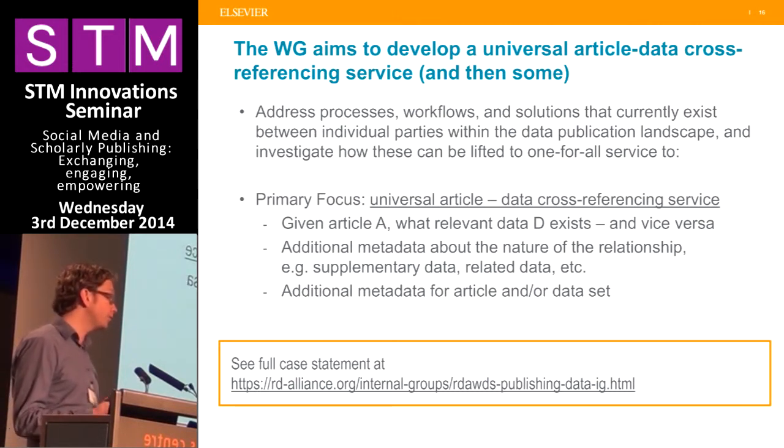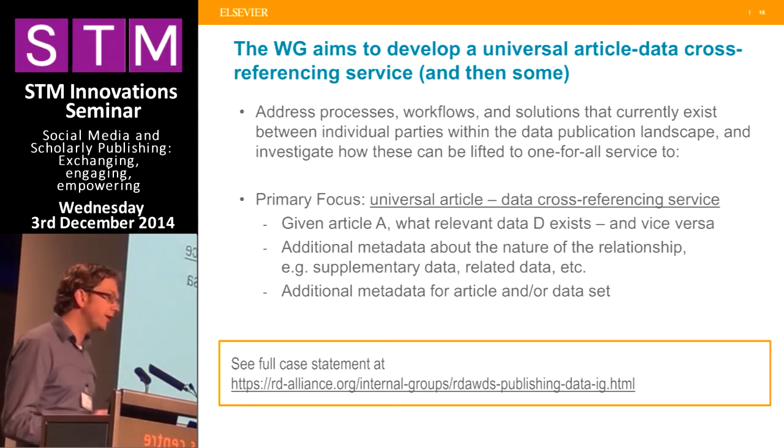So at the minimum, that's a centralized service where everybody who wants to know, given article A, what data sets exist that are relevant for that article, or vice versa, given a data set, what articles exist that are relevant for the data set, you can ask that question and you will get that list of related articles or related data sets.